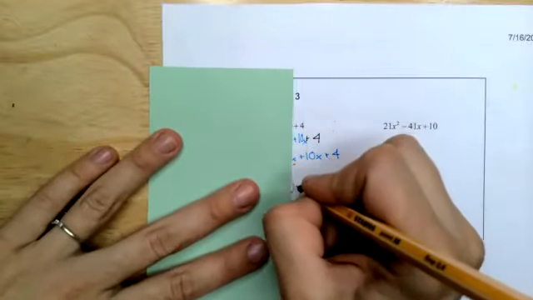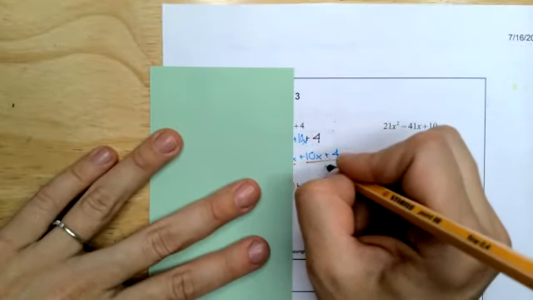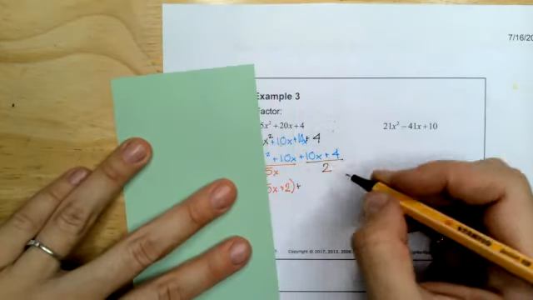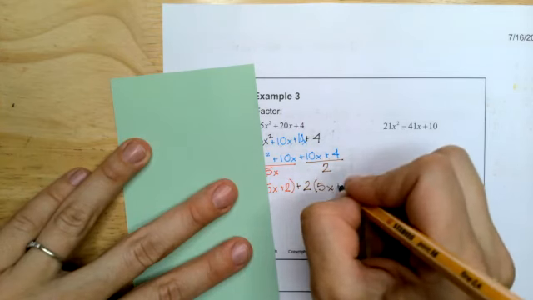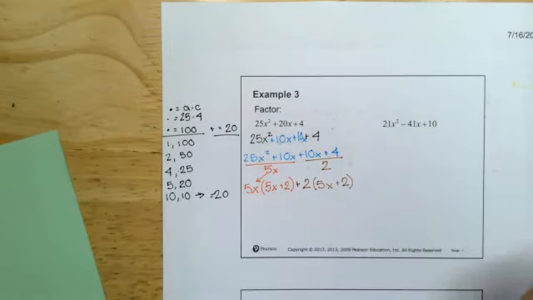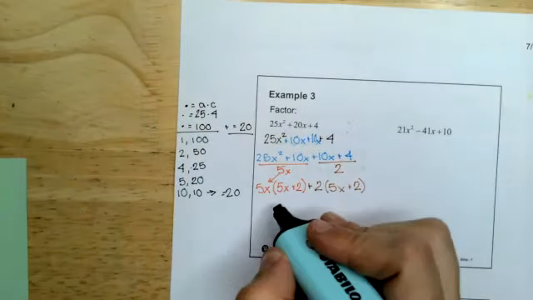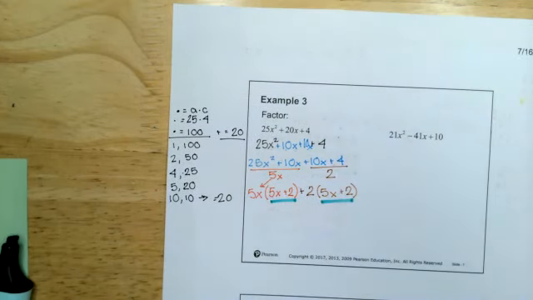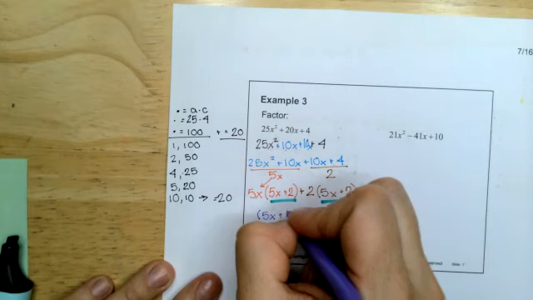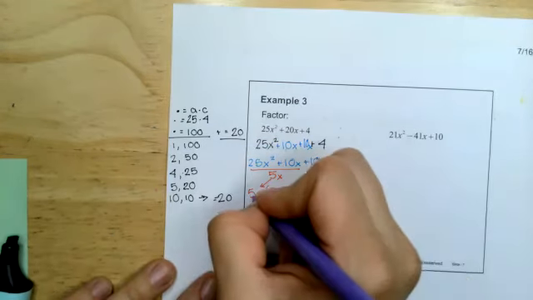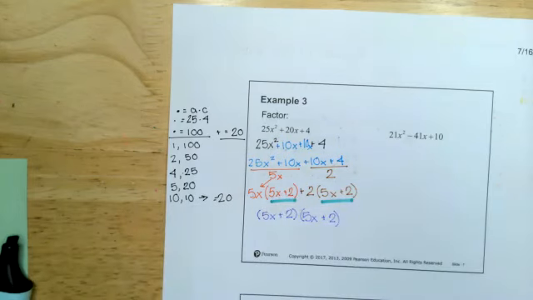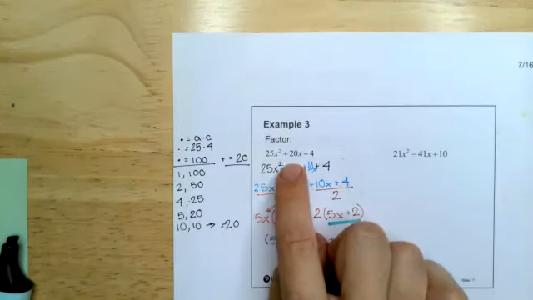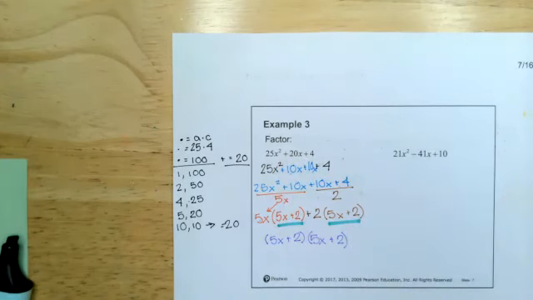Then we're going to look at plus 10x and 4. I can divide them both by 2, right? 10x divided by 2 is 5x. 4 divided by 2 is a positive 2. Good. Now my common factor is 5x plus 2. So I'm going to take that 5x plus 2 and multiply it by 5x plus 2. Good. So 25x squared plus 20x plus 4 becomes 5x plus 2 times 5x plus 2.